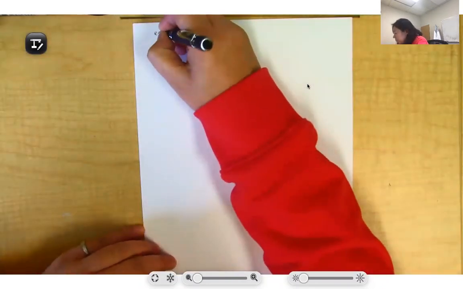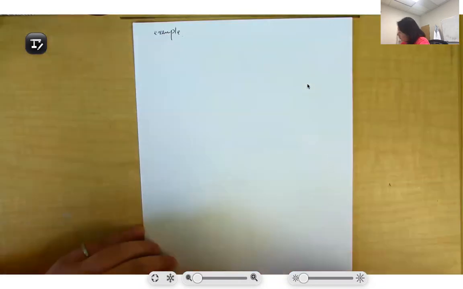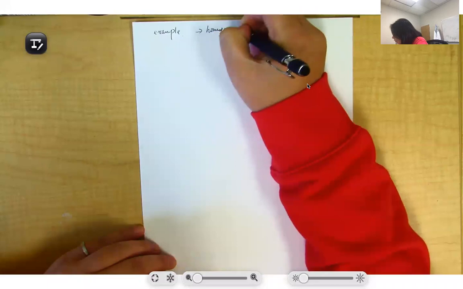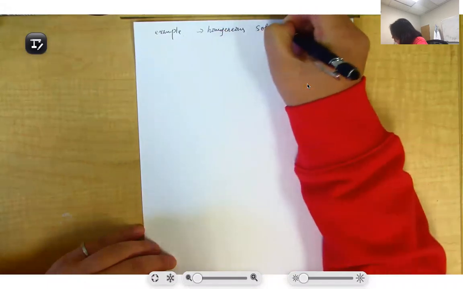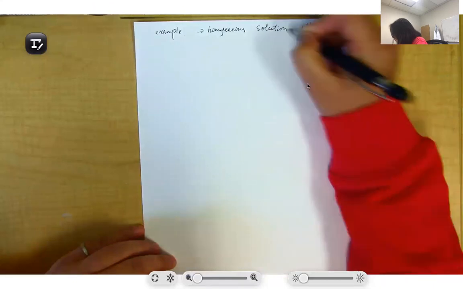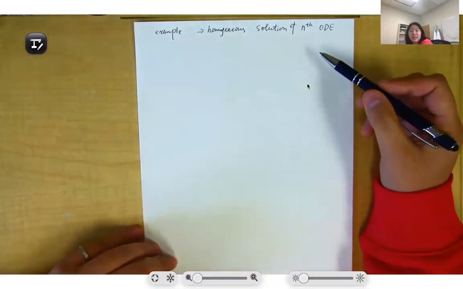Let's try examples for higher order ODE, the homogeneous solutions. We will use our previous example, the spring mass and damper system. So, example for the homogeneous solution of higher order ODE, where the example we use is the second order ODE.